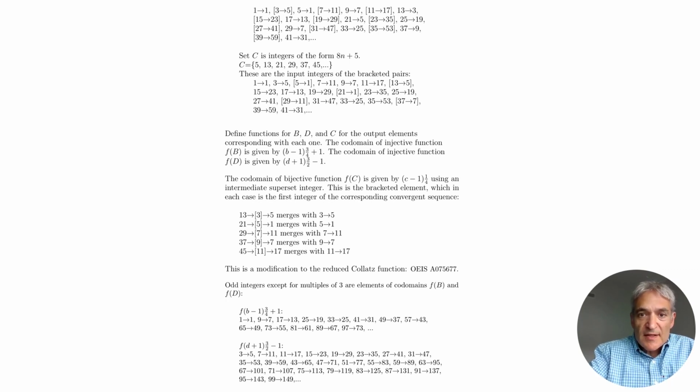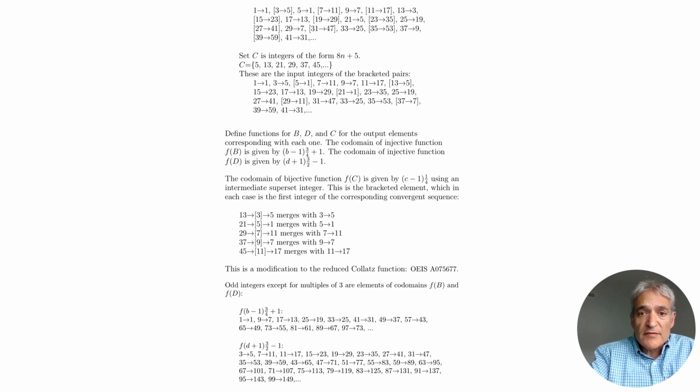Set C is integers of the form 8k plus 5. So the first elements of set C are 5, 13, 21, 29, 37, 45. These are the input integers of the bracketed pairs. Input 5, output 1. Input 13, output 5. Input 21, output 1. Input 29, output 11. Input 37, output 7. And you see it appears chaotic. However, we will explain this.